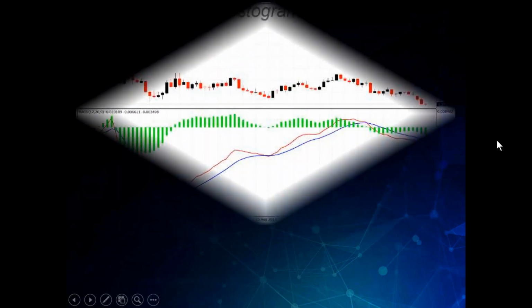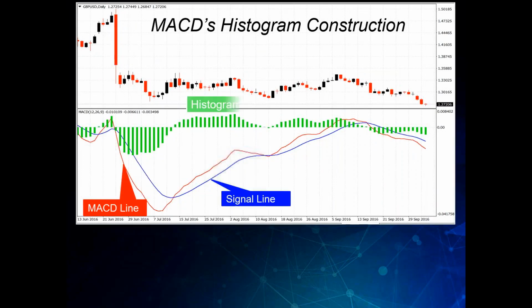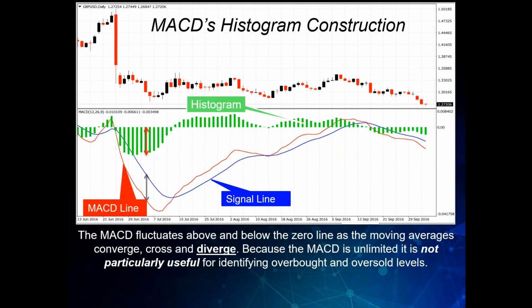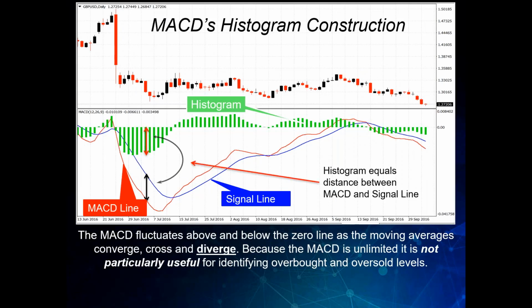So let's have a look at the construction of the MACD. First of all, the MACD fluctuates above and below the zero line as the moving averages converge, cross and diverge. Because the MACD is unlimited, it is not particularly useful for identifying overbought and oversold levels, hence why I use an RSI, and I believe putting the two together is a marriage. When I say marrying them together, the two partners work very well together when married.